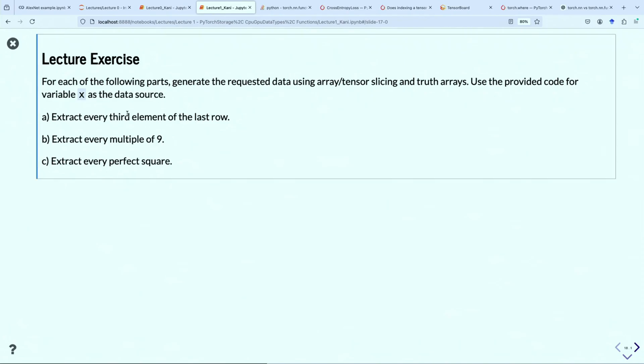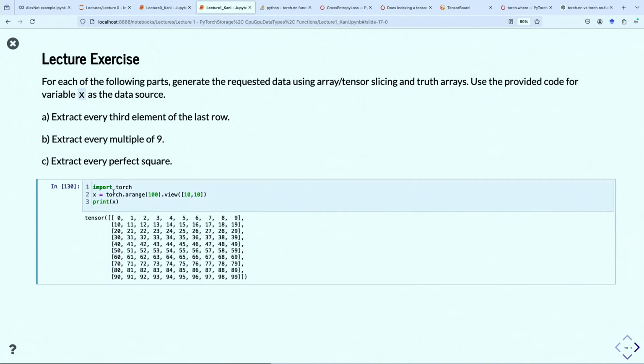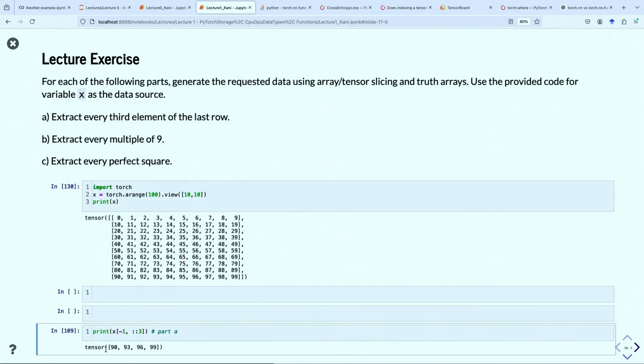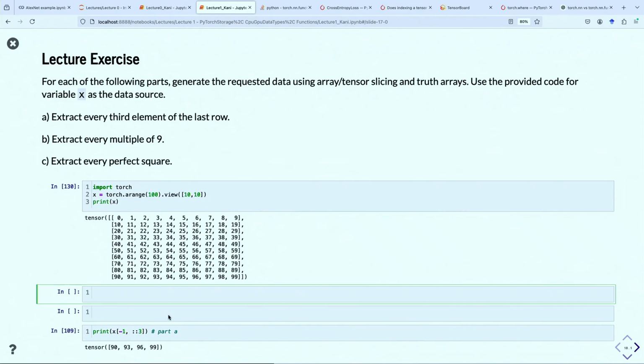How will we extract every third element of the last row? And let's say x is right here. So I could write below this. Oh, well, I gave it away. Okay, every third element of the last row: you take the last row, you take every third element. Okay, I know why this happened. Issue with this setting.